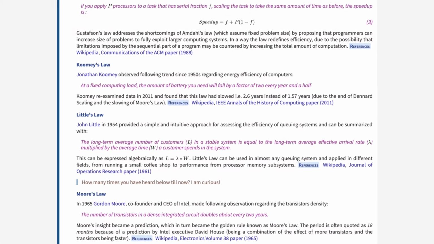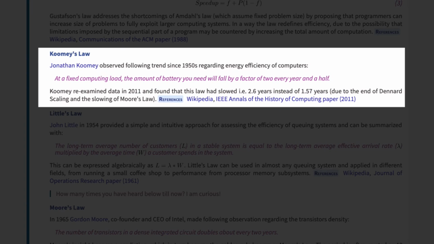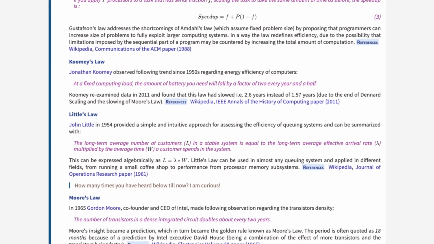Jonathan Koomey observed the following trend since the 1950s regarding the energy efficiency of computers. At a fixed computing load, the amount of battery you will need will fall by a factor of 2 every year and a half. He re-examined the data in 2011 and found that this law had slowed to 2.6 years instead of 1.5.